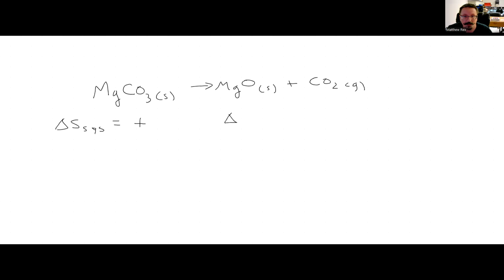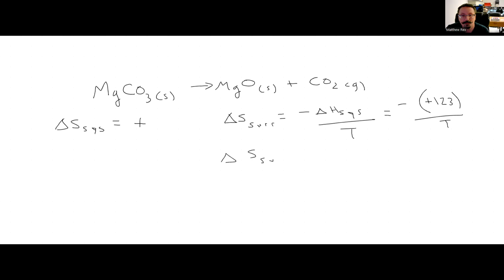Delta S surroundings is equal to negative delta H system over T. And in this case, we're given the delta H for the system. It's positive 123 kilojoules. So I know with the negative sign out in front, our delta S surroundings should be negative. So our answer here should be positive for the delta S system, negative for delta S surroundings.